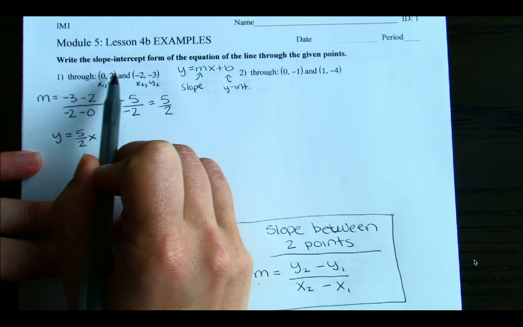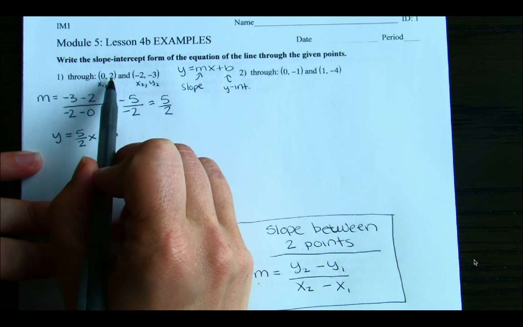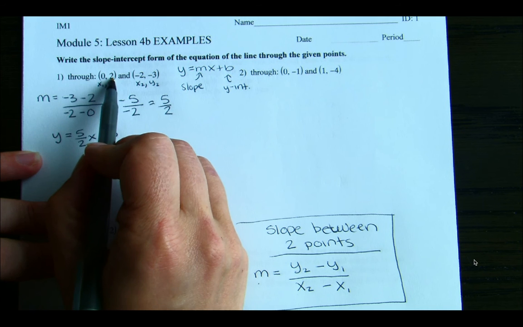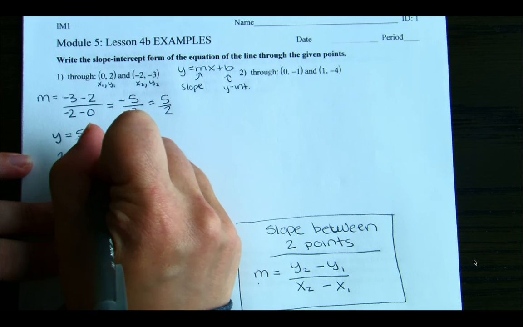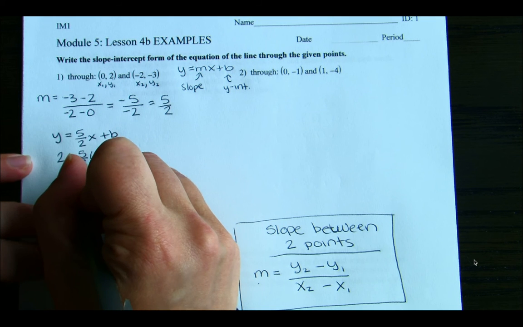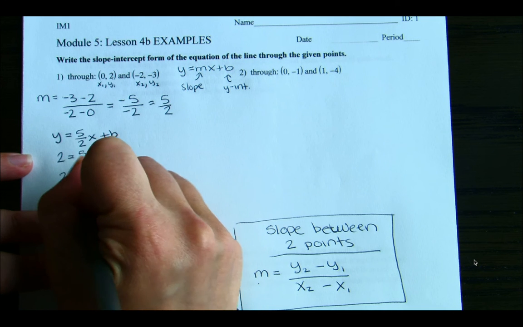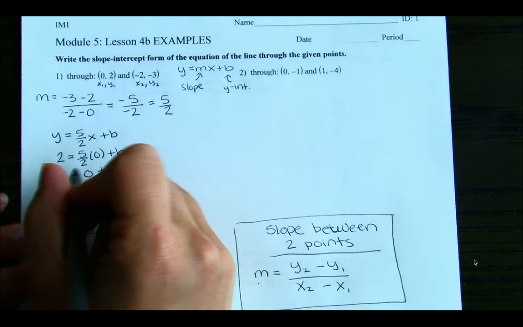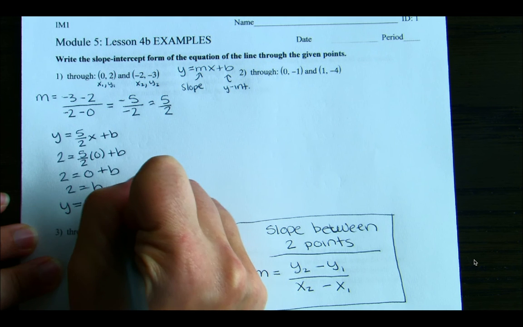It doesn't matter which point I use. I can pick either one. They're going to give me the same result because it's a line that's going through these. So I'm going to use x1 and y1 for my x and y values. My y value is 2. My x value is 0. So 5/2 times 0, well, anything times 0 is 0. 2 equals 0 plus b, which means that 2 is equal to b. So that means my equation of the line is y equals 5/2 x plus 2.